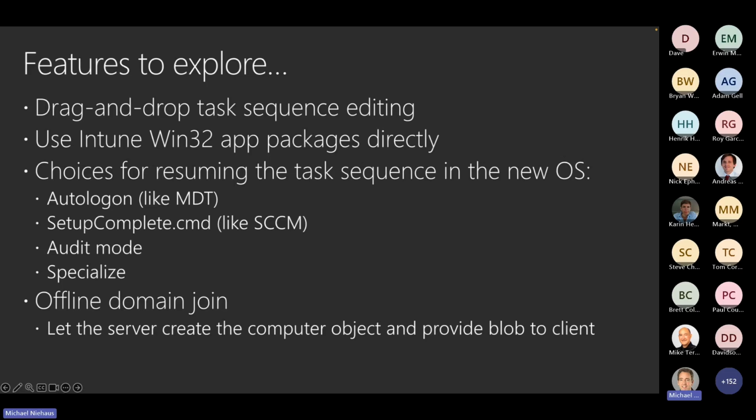It's not that hard for us to automatically generate the needed unattended templates to support each one of those. So based on your choice, we'll generate an unattended for you that has the needed settings to drive the process. In the case of the offline domain join, we're actually letting the DeployR server create the computer object. So it's doing blob creation in Active Directory and then sending that blob back to the client. So you don't need to provide any credentials on the client to join the device into Active Directory. We can take care of that server side.